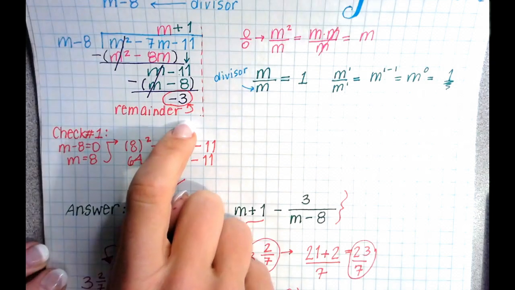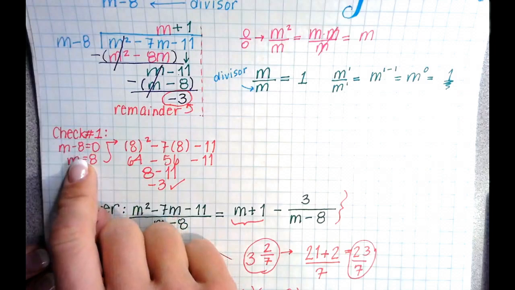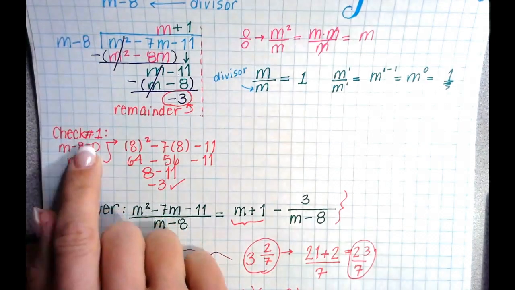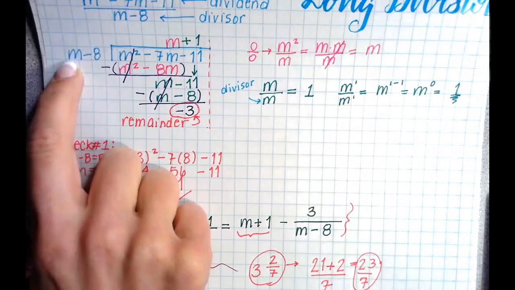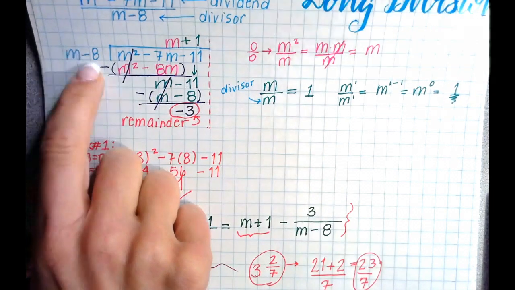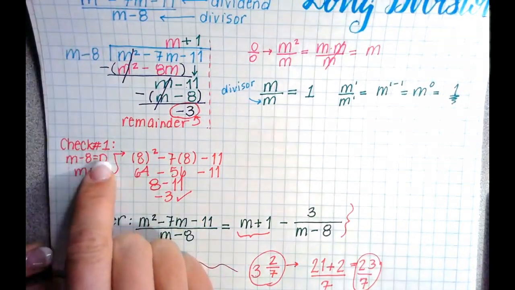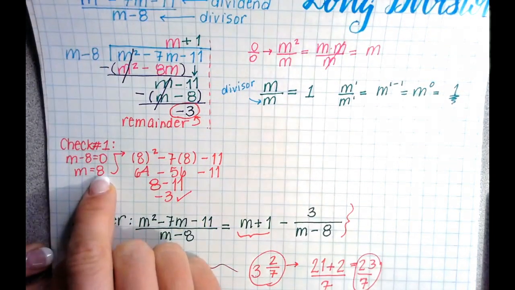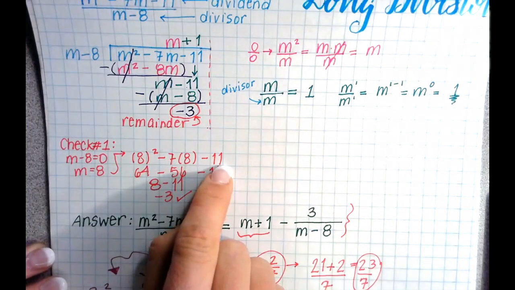Now before I move on, I did a little bit of a check. I showed a check in one class yesterday. If I didn't show your class, or if you weren't paying attention, here is a way to check your answer, and this only works when you're dividing by a linear binomial with a coefficient of 1. Perfect. So you take your divisor and you set it equal to 0, and you solve, and we got m equals 8. You take that number and you plug it into your dividend for m.